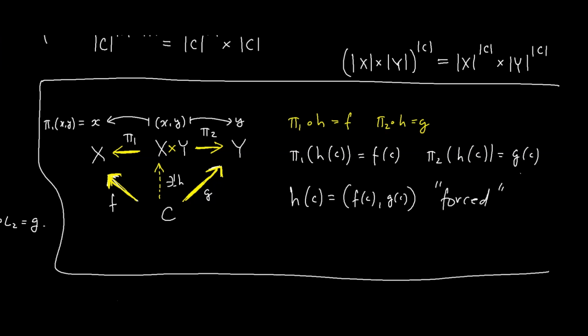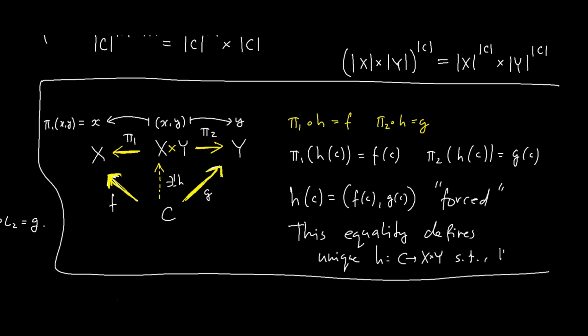How to define it? Well, we've got in front of us the definition. Define h of c to equal the pair f of c, g of c. So this equality defines h. It defines a unique h because it is forced. It defines a unique h from c to x cross y such that pi 1 composed with h equals f and pi 2 composed with h equals g. Does this make sense? Any questions?